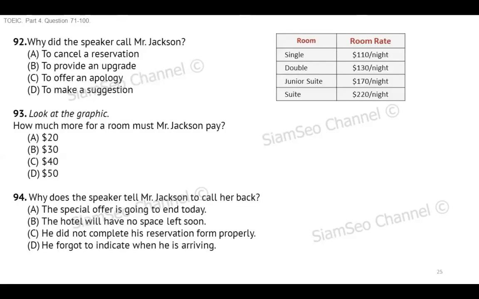Questions 92 through 94 refer to the following telephone message and price list. Good morning, Mr. Jackson. This is Cynthia Watson from the Two Towers Resort. We received your email regarding your desire to book a double room with us.